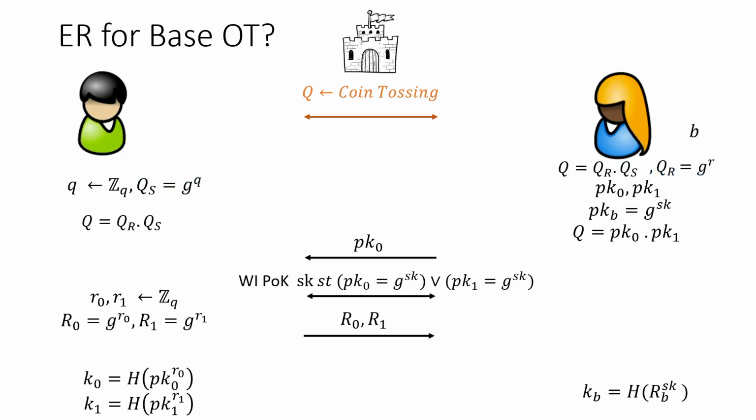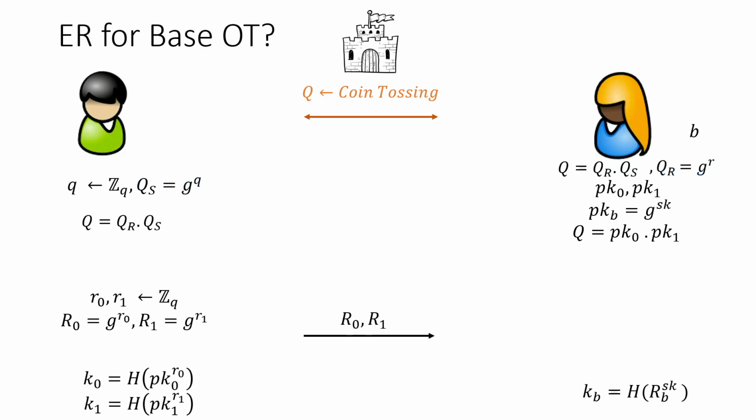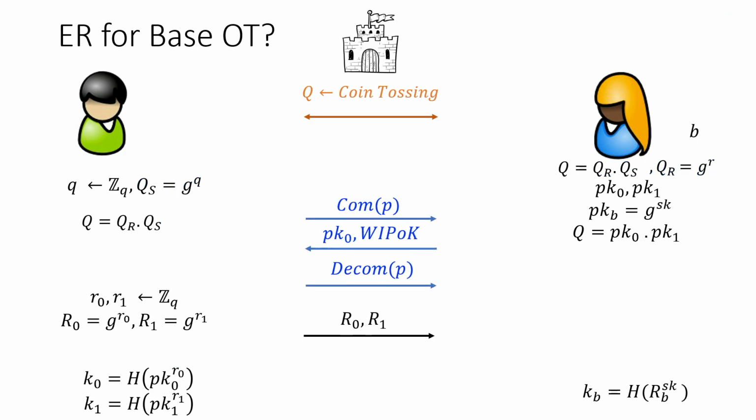Finally, coming to the public keys sent by the receiver, again, we don't want this to be ill-formed, and therefore, we will have a contribution from the sender. So the sender commits to a field element P. The receiver now sends PK0 together with a proof of knowledge, a witness indistinguishable proof of knowledge. The sender then decommits to P, and both of them redefine their public keys, PK0 prime and PK1 prime, to include G to the P, while maintaining the invariant that the product of the two public keys is capital Q.